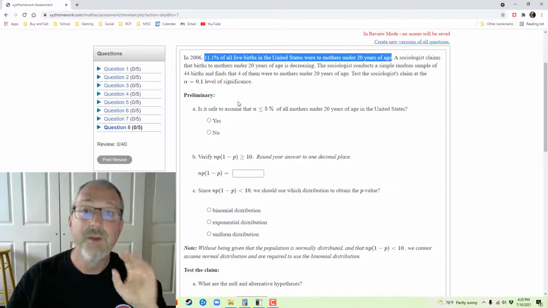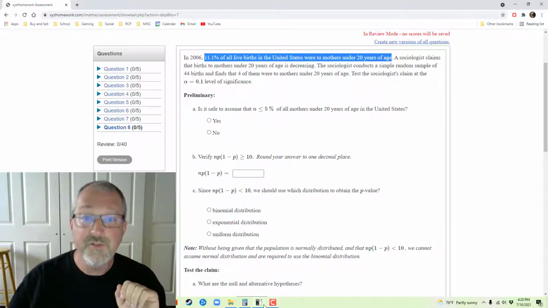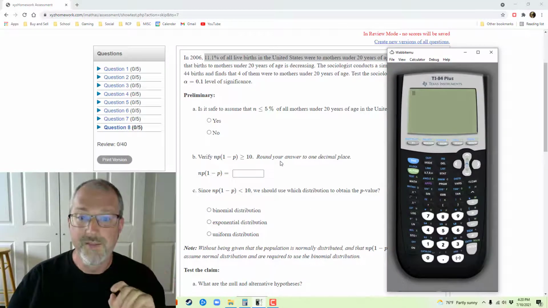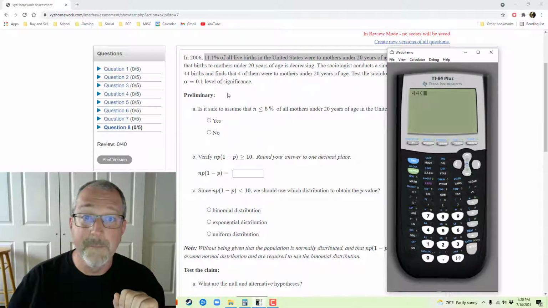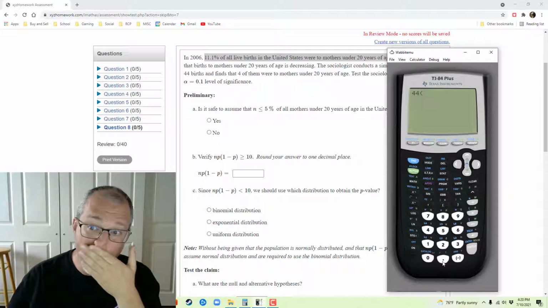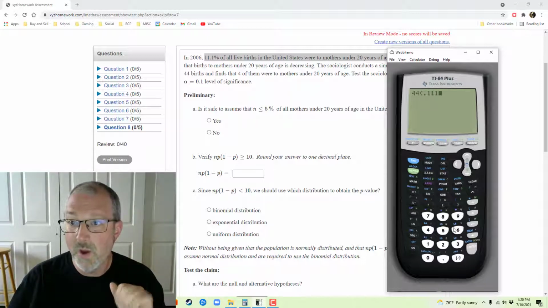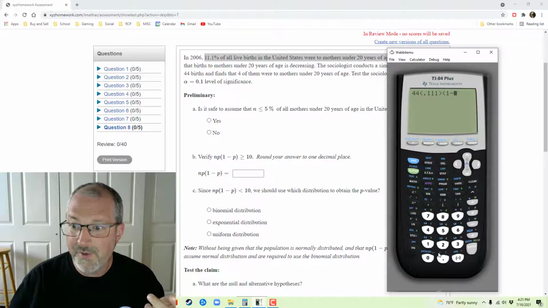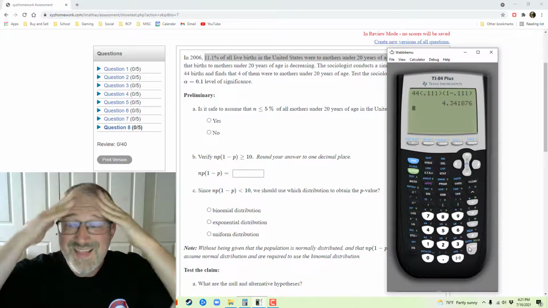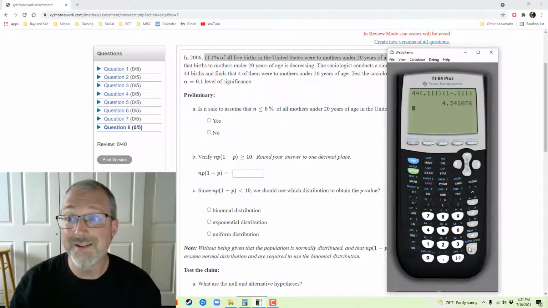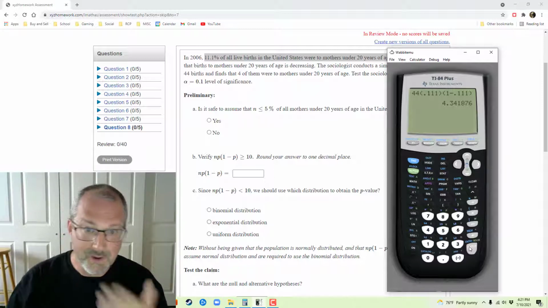Now that we've got that out of the way, let's show you the epic fail of this. 44, which is the number of births here, times 11.1, which is going to be 0.111 as a decimal. And then we're going to multiply that by the complement of 11.1, which is 0.889. And then we have an answer that's less than 10. It's 4.3, rounded to one decimal place.